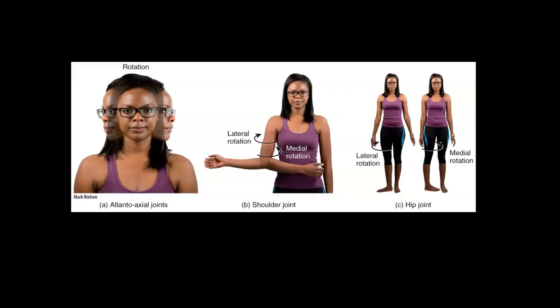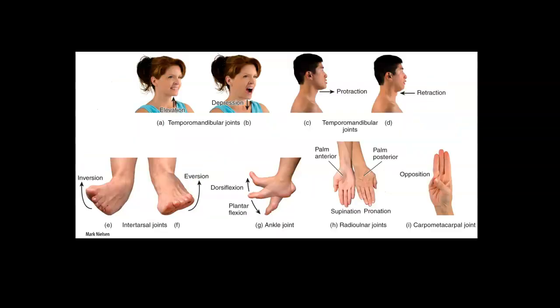Okay. Rotation. You have an example with the head where you can look from side to side, or you could have a lateral rotation with the arm where it goes out to the side. You can have medial rotation where it comes towards the trunk of the body. Same thing with the legs. Lateral rotation goes out to the side. Medial rotation comes in towards the median of the body, and that would be with the hip joint.